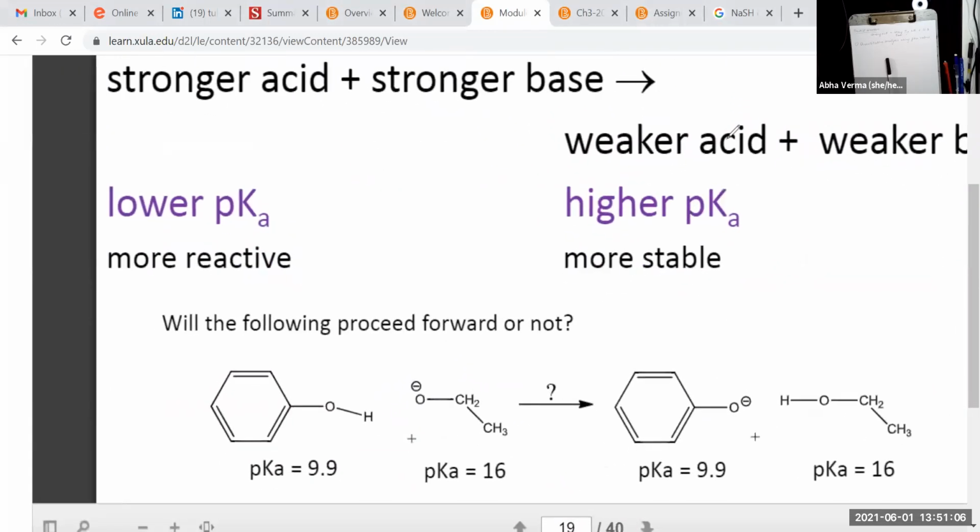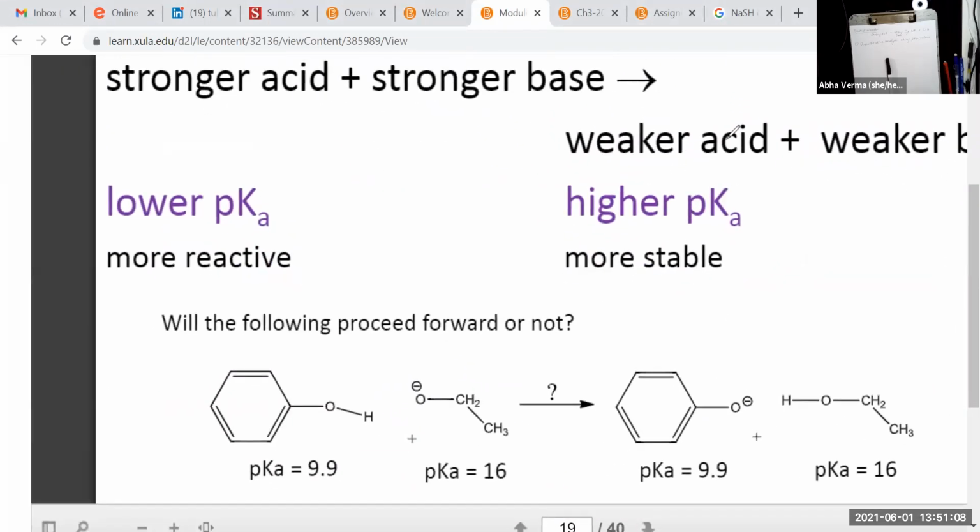So let's look at this example. First of all, if we are not given the pKa values, how will you figure out which is your acid and which is your base? Among all of these structures, the hydrogens on the oxygen are going to be more acidic. Why? Because oxygen is pulling away its electrons, making it more protic. That case is not here with carbon. So this hydrogen is your most acidic hydrogen.